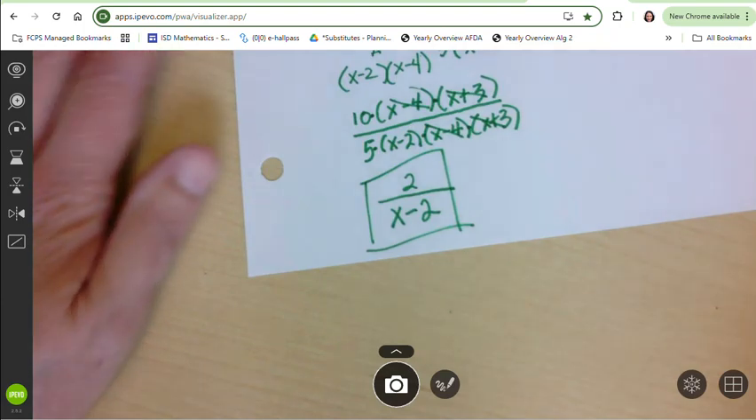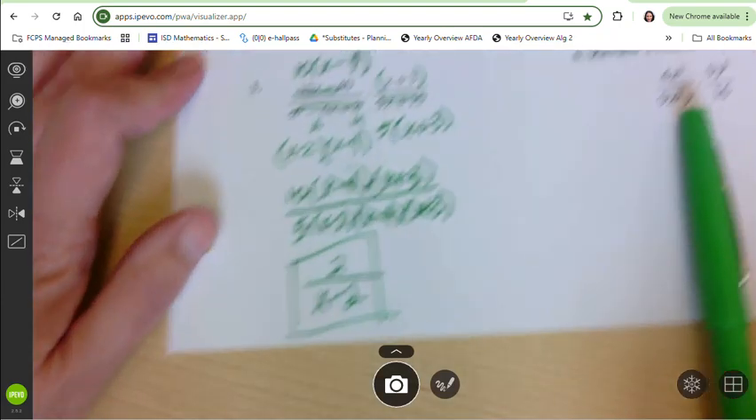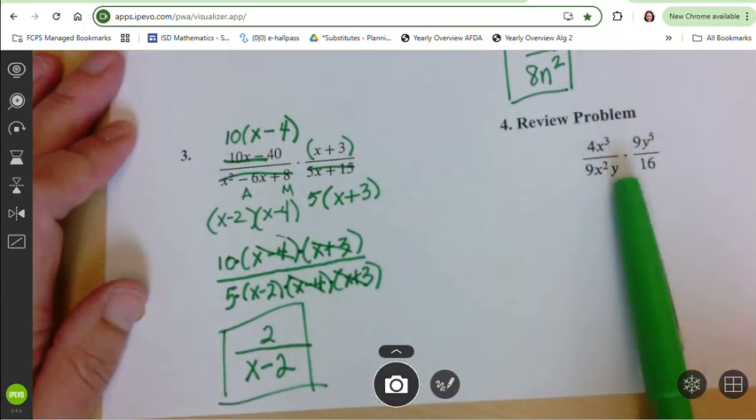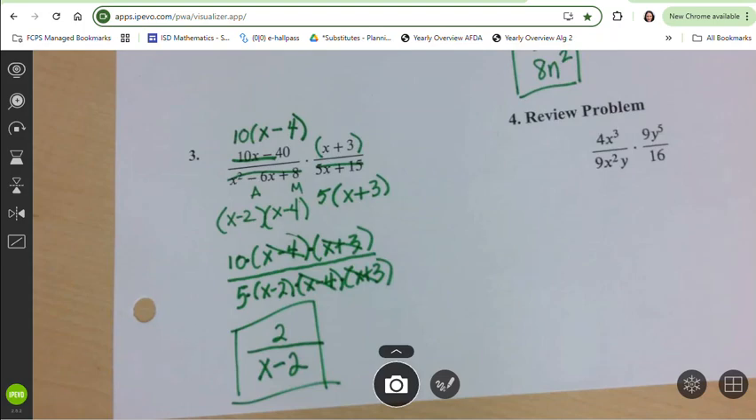All right, this review problem right here, this is kind of like the second problem on your warm-up, so give this one a try real quick. Sometimes we combine the two ideas, so it's good to review this. And then I think on the back we're going to be working on division.